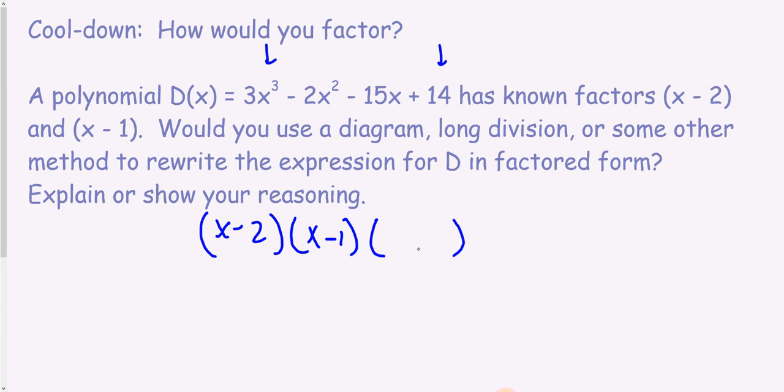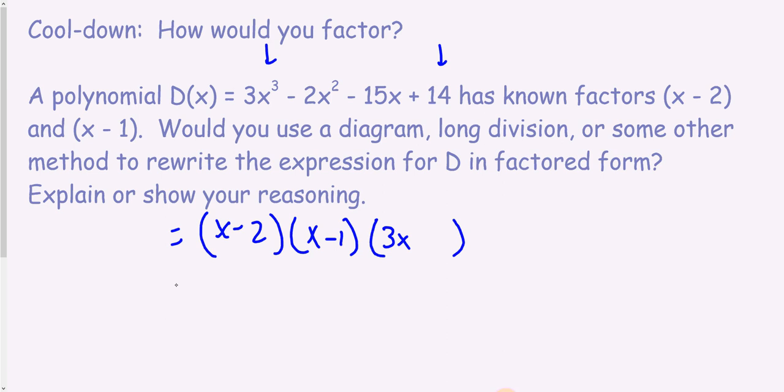Okay, well, let's see. 3x to the third, what's going to multiply to give you 3x to the third? Well, we've got an x, we've got an x. So what should this term be? This term should be a 3x. Because you can't have anything else, like 3 is just 3, right? And you only have room for one number.